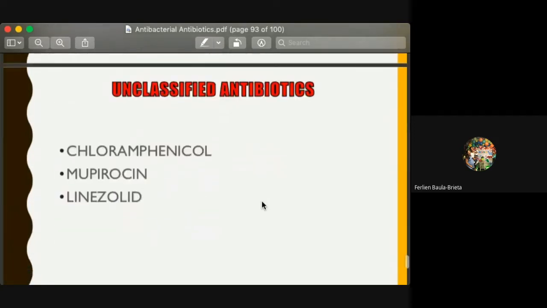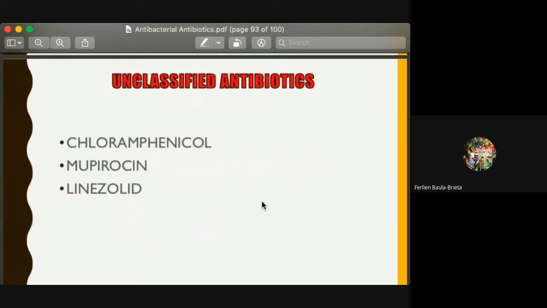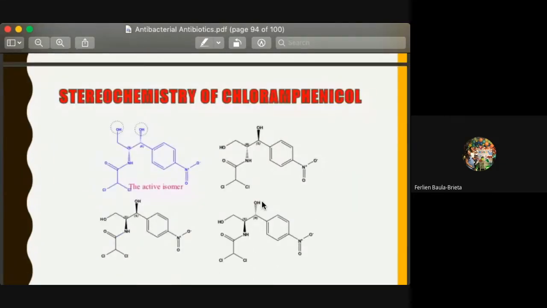And then we have what we call unclassified antibiotics because they have no resemblance talaga with other types of antibiotics. It's better for vancomycin and bacitracin and polymyxins because they have these constant peptide links. But for chloramphenicol, mupirocin, and linezolid, they are unclassified. So this is the stereochemistry of chloramphenicol.